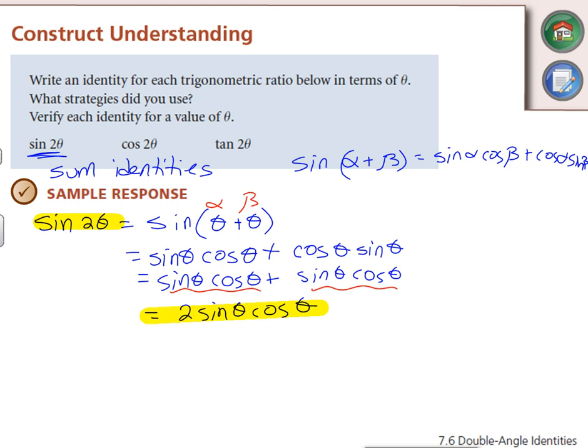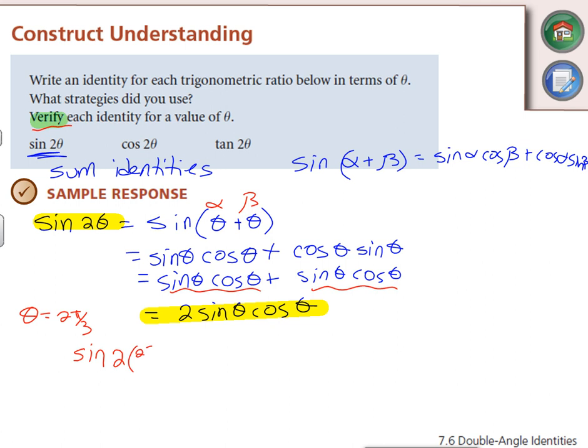There's your first identity. Let's go to cosine now. Before I go, I'm going to verify just this one. Let's use 2 pi over 3. Let's go with theta equal 2 pi over 3, and we're going to verify that this is true.